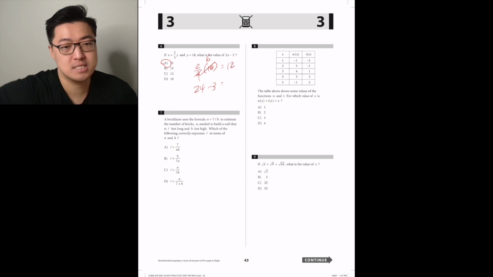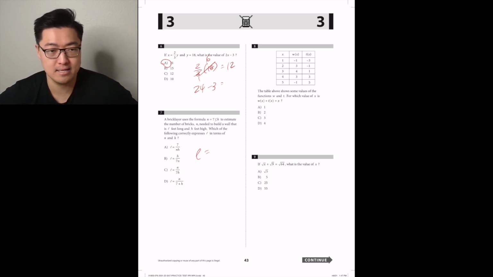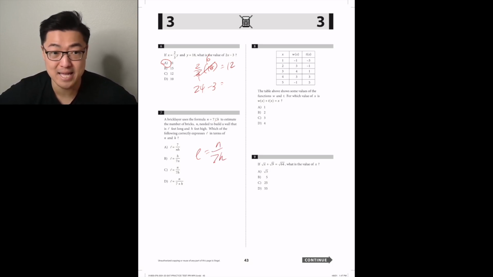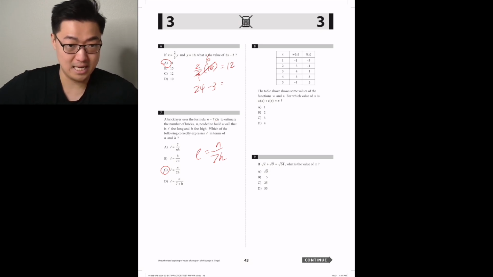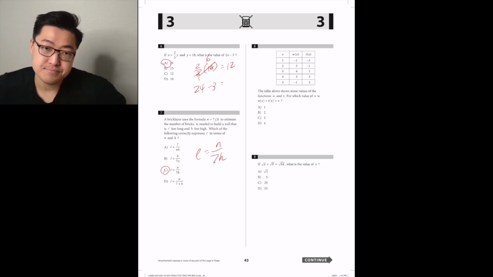A bricklayer uses the formula N equals 7LH to estimate the number of bricks N needed to build a wall that is L feet long and H feet high. Which of the following correctly expresses L in terms of N and H? You just want me to reorder it? Okay, so L is N over 7H. I just divide those two. N over 7H, C.